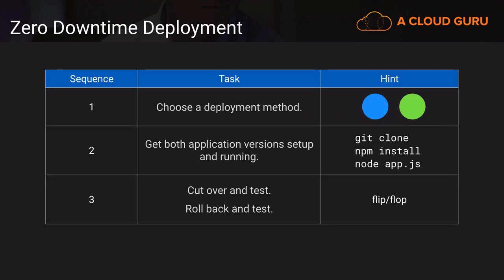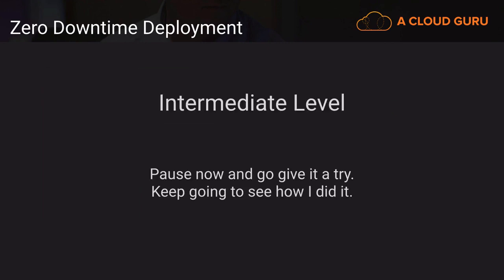So regarding deployment method, I'm not going to say anything. There's just a picture here. Regarding getting both applications up and running, there's some stuff here: git clone, npm install, node app.js. And then when we talk about cutover testing and rollback, I kind of see that as just flip-flop back and forth. Now, if you're intermediate level, go out and build this thing. Hopefully the hints gave you some ideas. If you keep watching, I'm going to get into the walkthrough and I'm going to show you two options of how I did this.